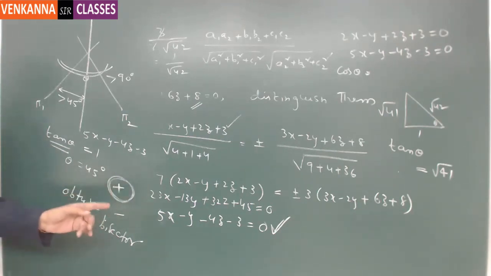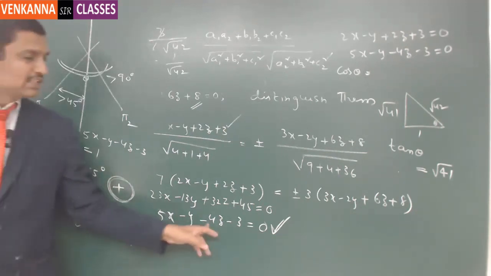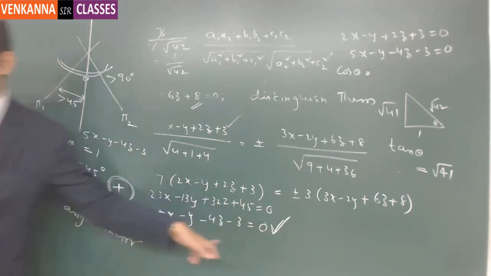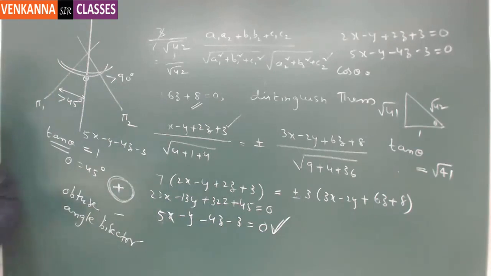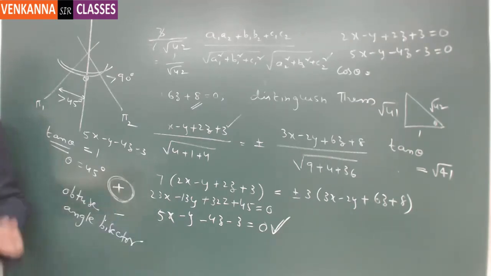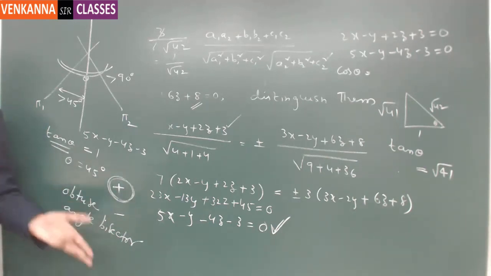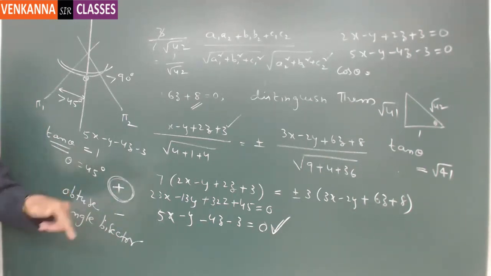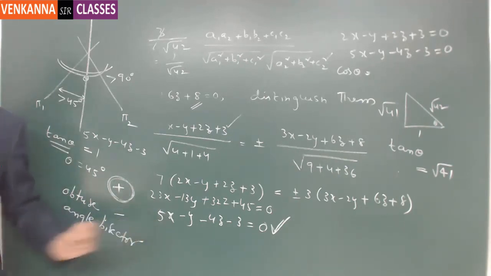So origin lies on the bisecting plane 5x minus y minus 4z minus 3 is equal to 0. And yes, just we discovered that this is the obtuse angle bisector. So origin lies on obtuse angle side and the bisecting plane of that side is this one. This is the total discussion over the problem.